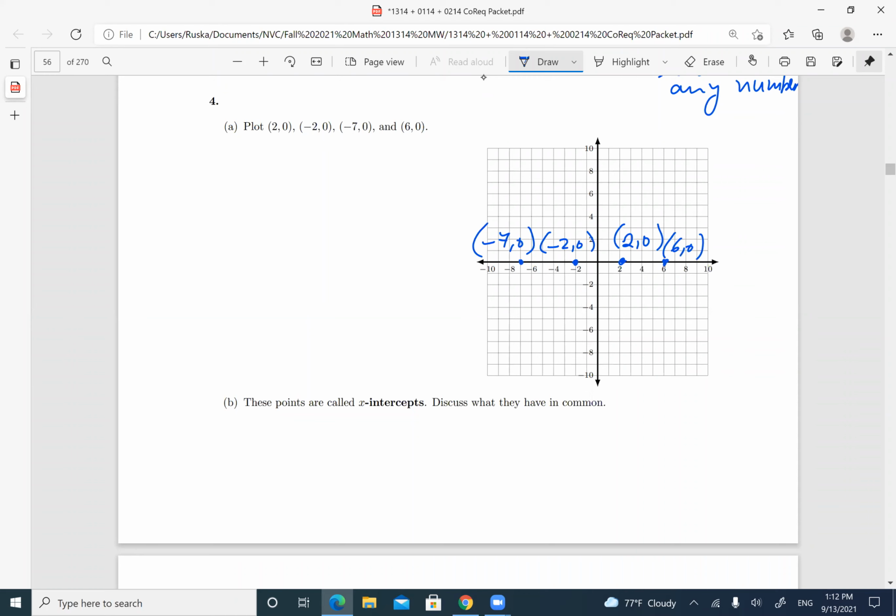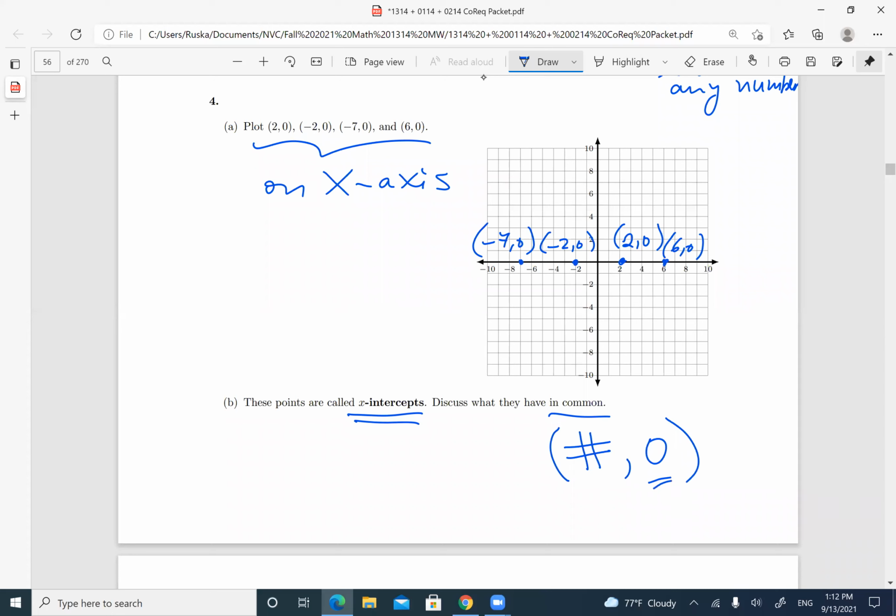So all of those points are on the x-axis, right? Obviously. And all of those points are called x-intercepts. And what they have in common, the y coordinate is always 0. So the points always look like number, comma, 0. That's how they look. The second number is always 0. Okay? Any questions so far?